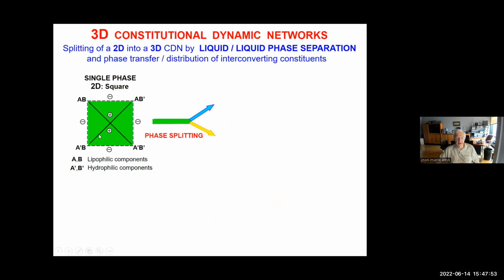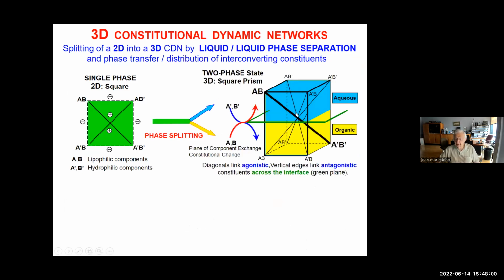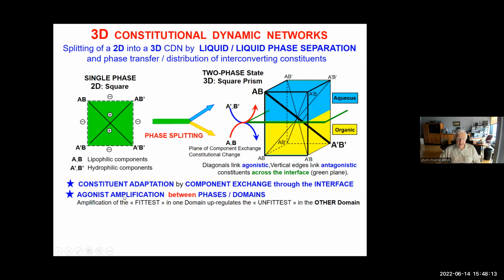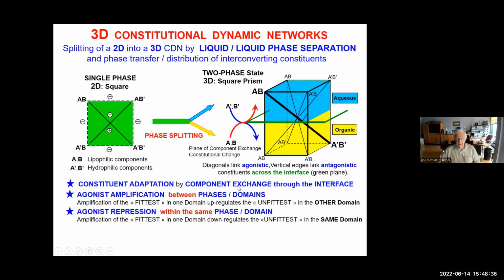You start with a square in the homogeneous medium. Then you separate into two phases, the top phase and the bottom phase. Organic is chloroform in this case, and the other is the aqueous phase. And this then leads to changes in the connections between the two phases. You see that when you have a single phase, agonist amplification is on the diagonal in the single phase. When you now have a splitting, you get a square prism, and now the agonist amplification occurs between the phases, from one compartment to the other one. Of course, you have also agonist repression in the same unit.